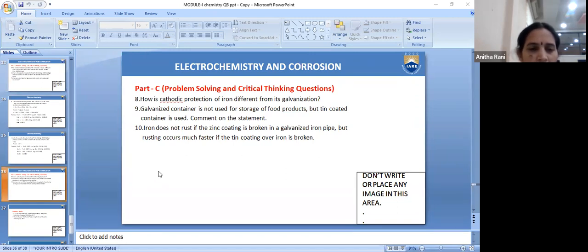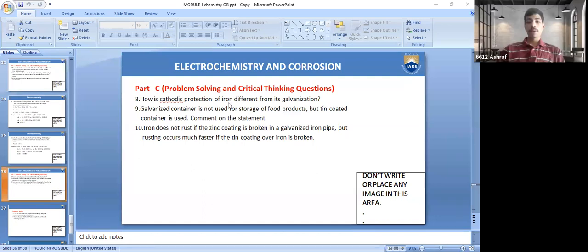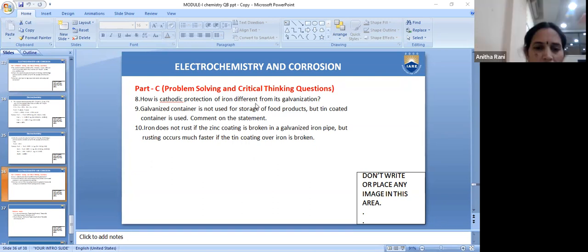Tell me the answers. Now, eighth question: how is cathodic protection of iron different from its galvanization? Cathodic protection is when we connect it to a more active metal and then it stops the corrosion. Whereas in galvanization, we cover the iron with zinc, a sacrificial metal, so that it protects the base metal. So we are giving a coating in galvanization, an anodic coating or cathodic coating on the surface of the base metal.